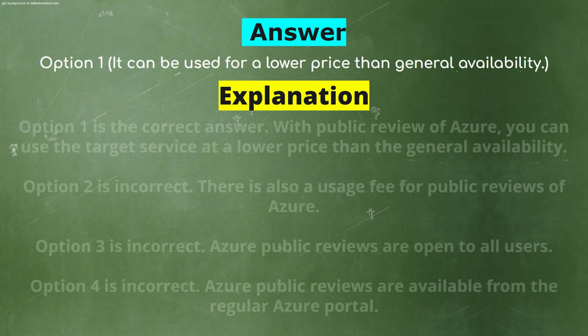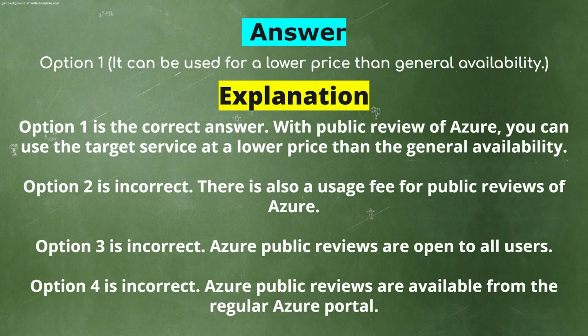Explanation. Option 1 is the correct answer. With public preview of Azure, you can use the target service at a lower price than the general availability. Option 2 is incorrect. There is also a usage fee for public previews of Azure. Option 3 is incorrect. Azure public previews are open to all users. Option 4 is incorrect. Azure public previews are available from the regular Azure portal.